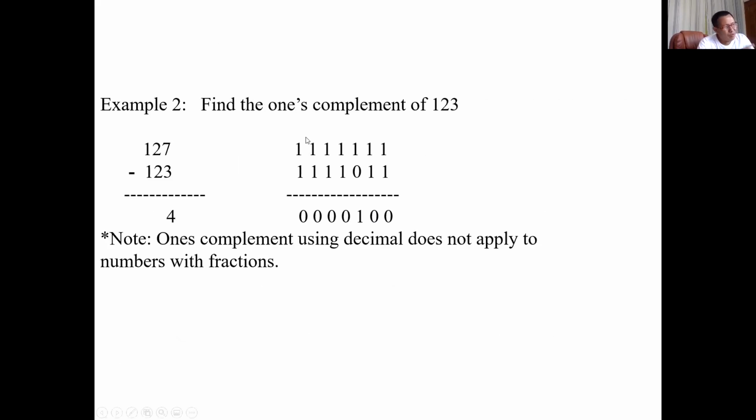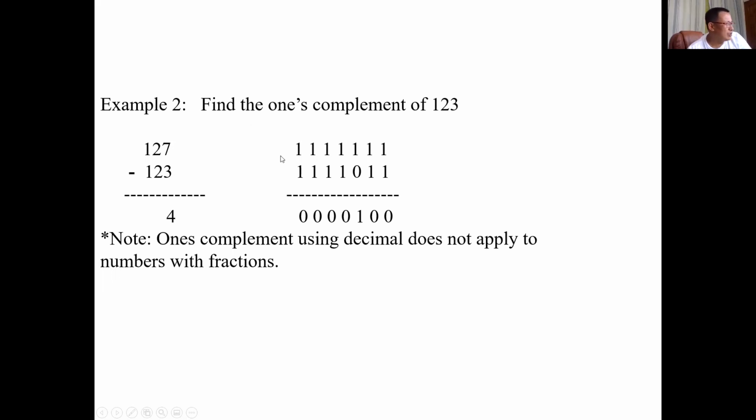Actually, that's called complement because they equal to the same value. For example, what is the ones complement of 123? We know that the next power of 2 is 128, right? 1, 2, 4, 8, 16, 32, 64, 128. Okay? So the maximum value for 128 is 127 because that's minus 1. So 127 minus 123 is 4. So therefore, this is the ones complement of 123.